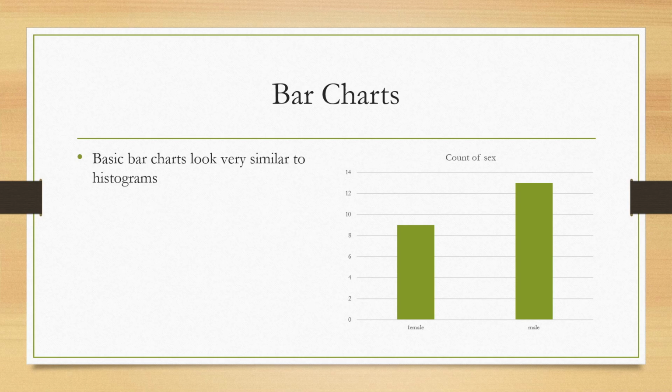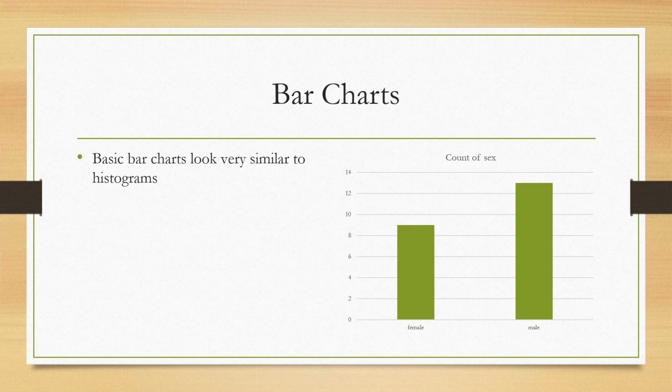Now, these are all made in Excel, and again, are pretty straightforward. You'll note that some of my axes are not particularly nice to see, so I apologize about that ahead of time. So again, basic bar charts look very similar to histograms. We've got female, we've got male, with the height representing the counts. In this study, we have 9 females and 13 males.